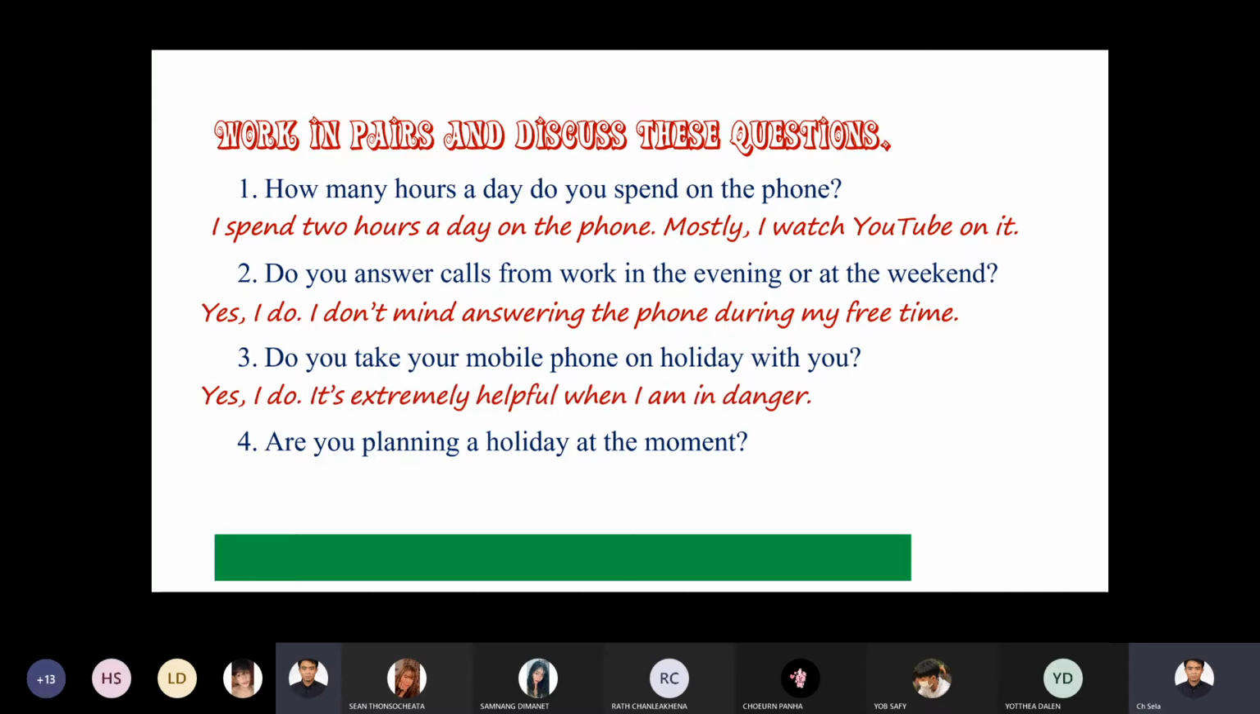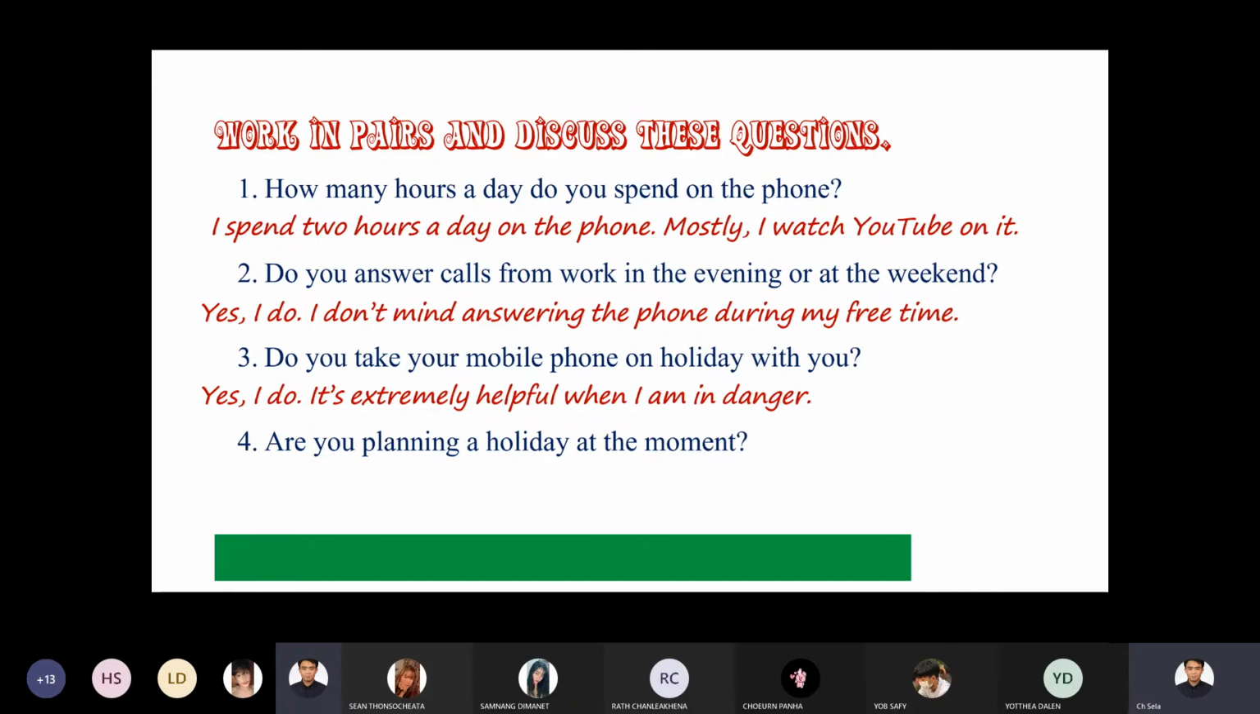All right. Okay, so number three, do you take your mobile phone on holiday with you? Yes, I do. It's extremely helpful when I am in danger. We don't know what will happen when we travel to some places. When we have problems, how can we ask for help? The best way to ask someone for help, especially our friends who live nearby, is to contact them by phone, right? It's easy just to call.